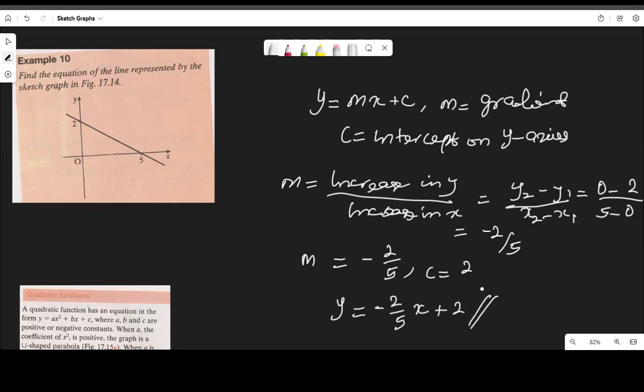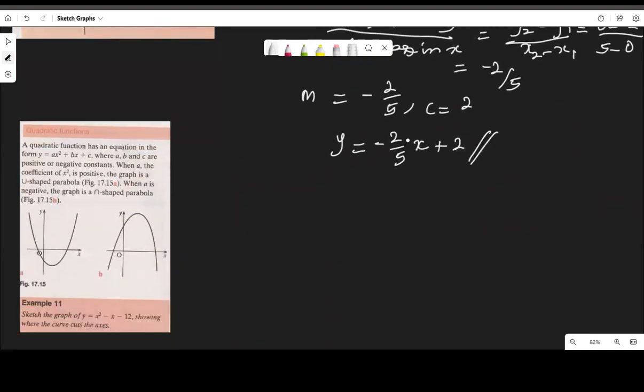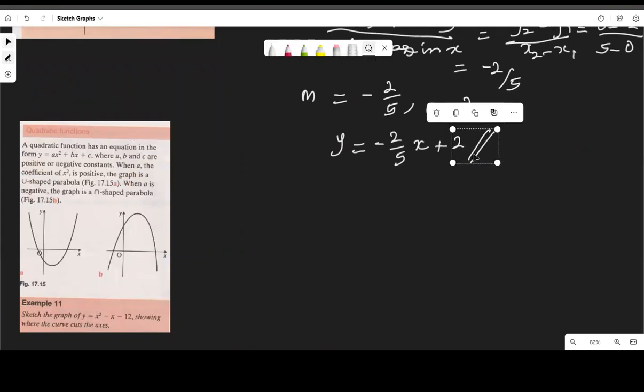And if we want, we can clear this fraction here. To do that, we multiply through by 5. Let's reduce this first.